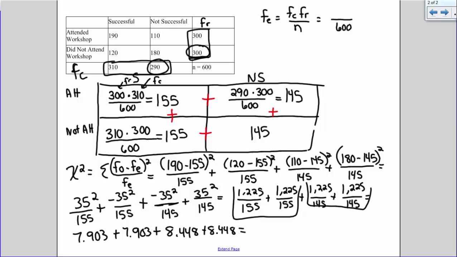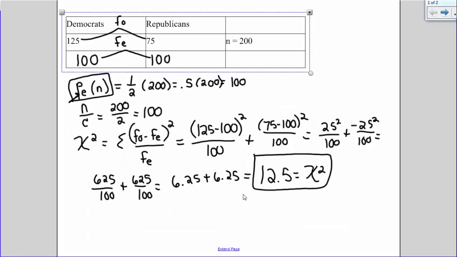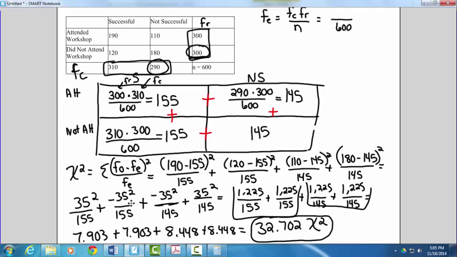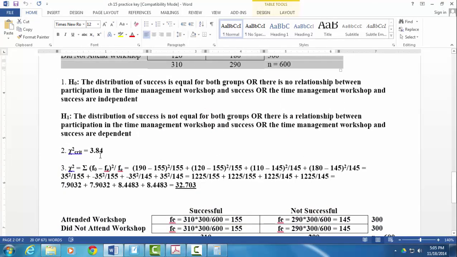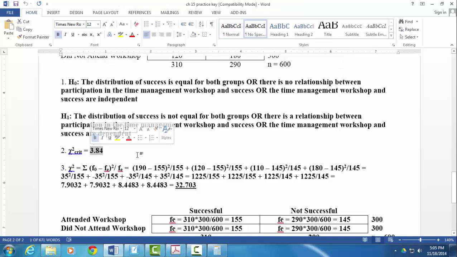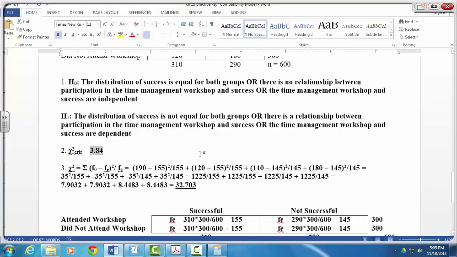And you end up with a chi-square statistic of 32.702. That is pretty large. The data does not fit the null hypothesis very well, so I'm inclined to say, hey, it does exceed. Oh, let's go back. So my 32.703 does exceed my critical value right here. And I kind of neglected the critical value. I jumped right to calculations. So let's take a look at that.